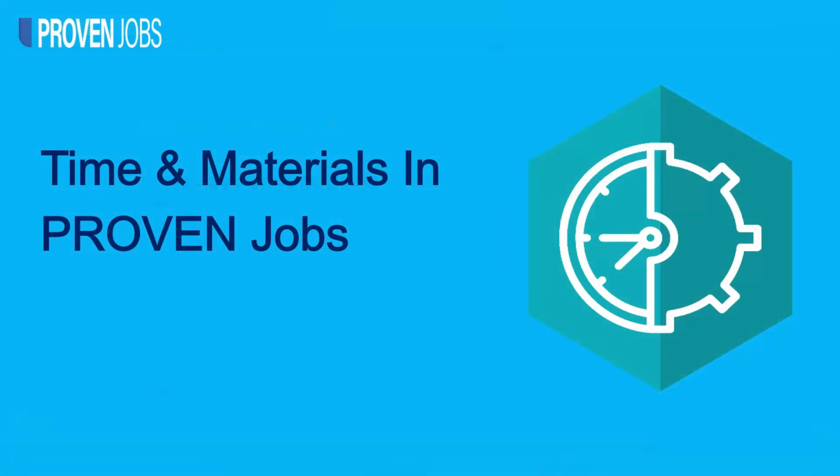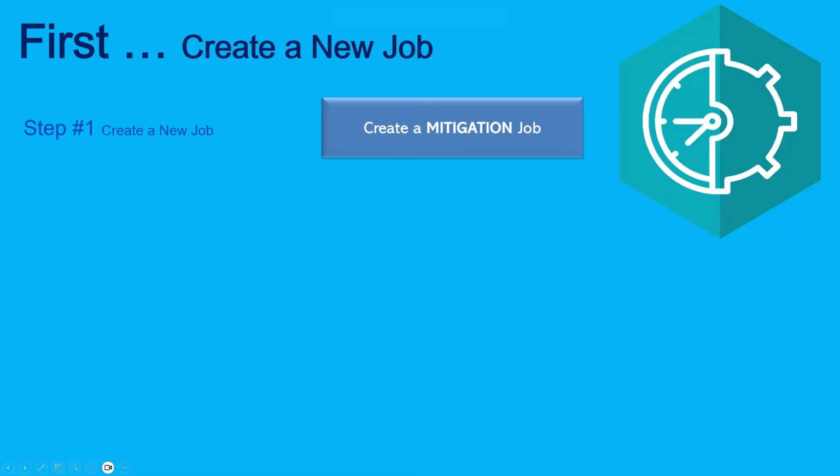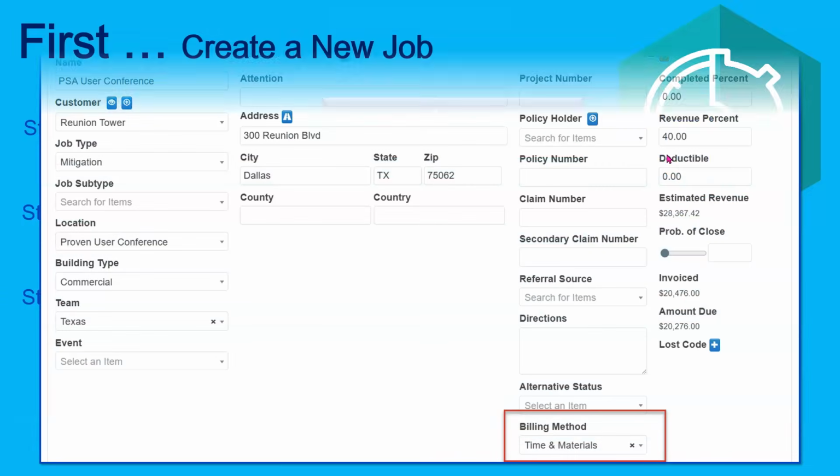Let's talk about setting up your time and materials job prior to going on site. First thing we're going to do is we're going to create that new job inside of the Proven Jobs system. Let's create a mitigation job. Then we're going to add that billing method of time and materials and confirm that price list is applied.